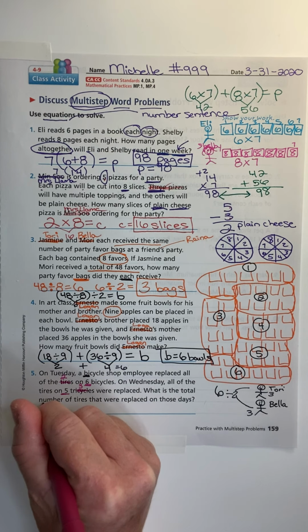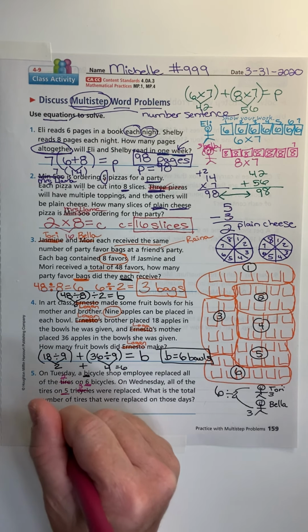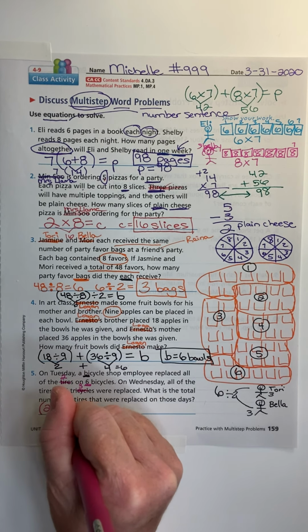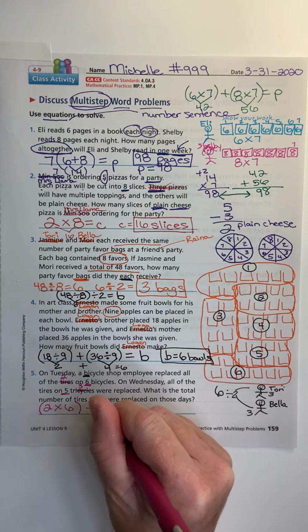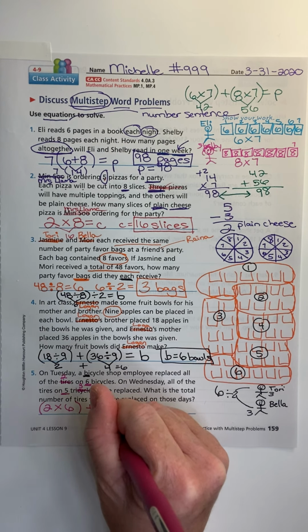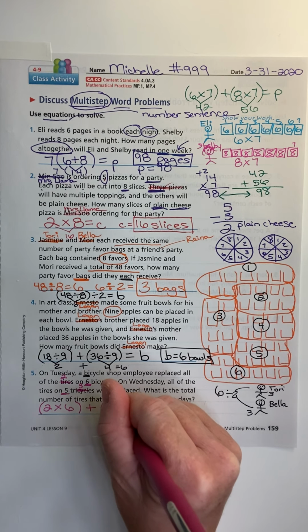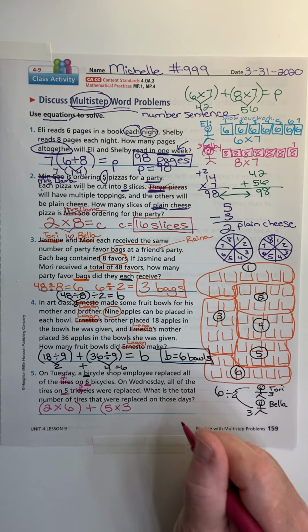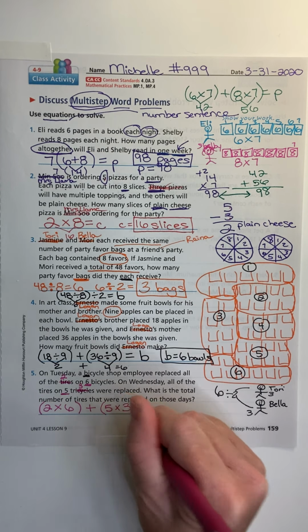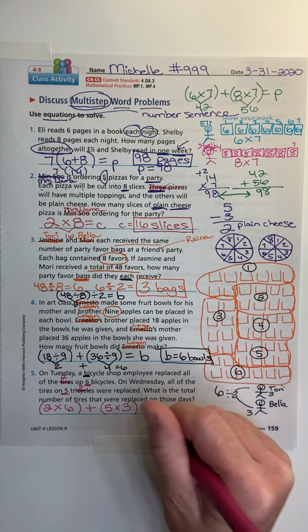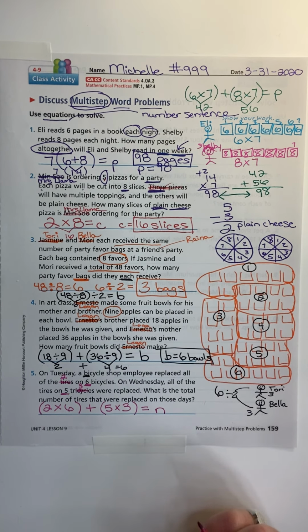So first, on Tuesday, he replaced the 2 tires on 6 bicycles. So we multiply that by 6, close parentheses. Then we add that to what he did on Wednesday, open parentheses, 5 tricycles multiplied by the 3 tires on a tricycle. And that is going to give us T, tires. But we don't want to use T because it looks like the addition sign. So we'll just use number of tires. So we'll use N for tires.